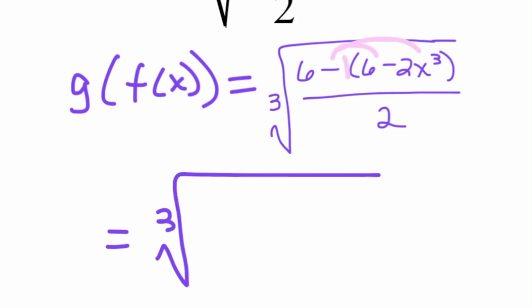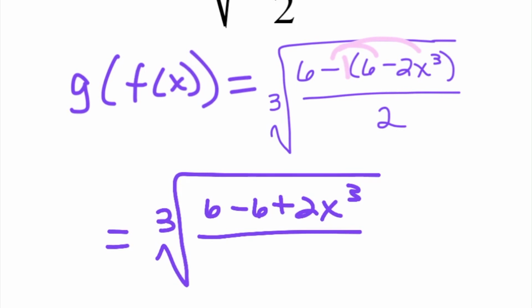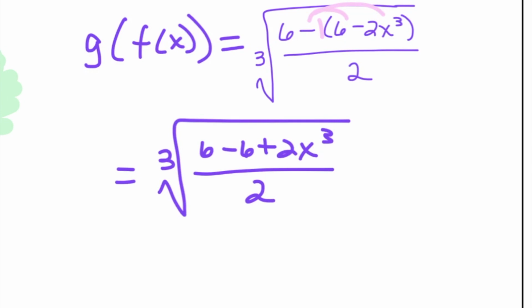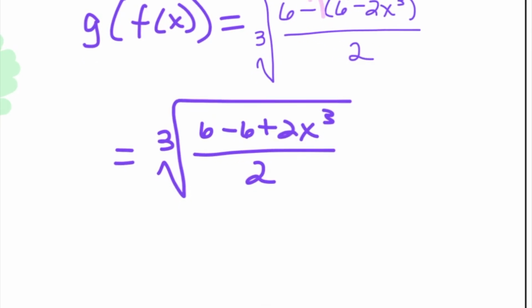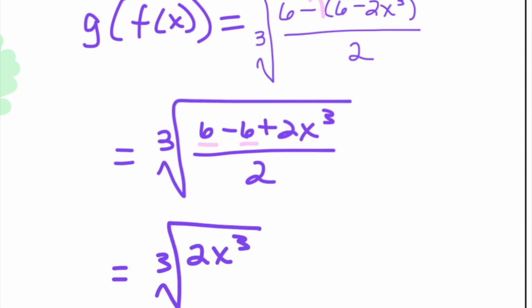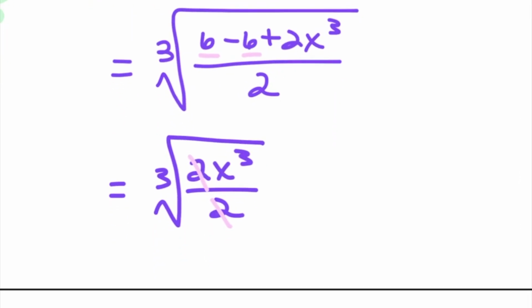Equals cube root of numerator 6 minus 6. There goes the clock again. Do you know how long I've been working on this video? 6 minus 6 plus 2x cubed over 2. Yes, you still need to write the cube root. Oh, are you wondering if you still need to write the cube root? Yes, you still need to write the cube root. And then 6 minus 6 is just 0. So that whole thing really fast starts boiling down to 2x cubed over 2. Now my 2's cancel, and all of that is equal to the cube root of x cubed.